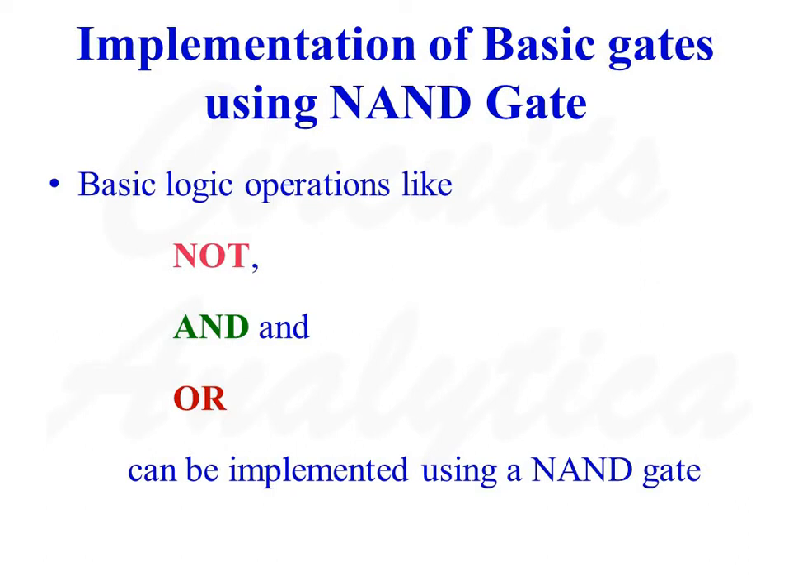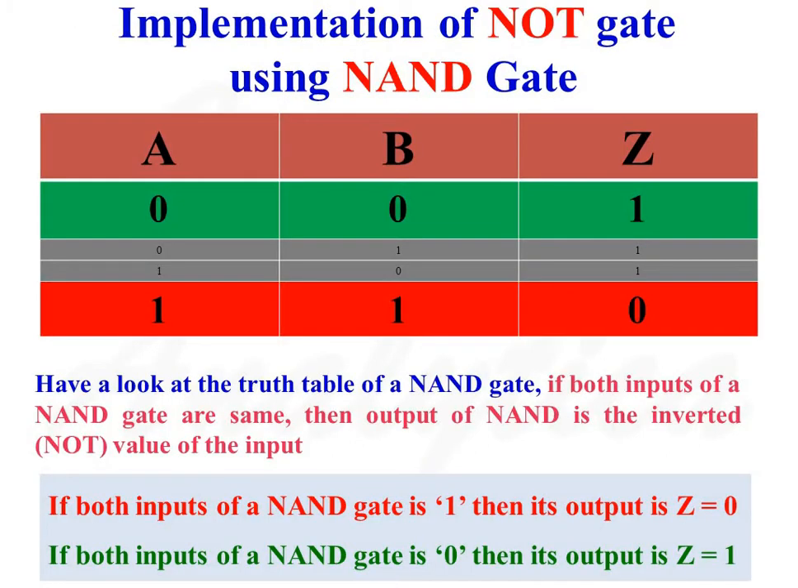Now let us implement basic logic functions using NAND gate. Basic logic operations are NOT, AND, OR. These can be implemented using a NAND gate. So first of all, let us discuss the implementation of a NOT gate using NAND gate.